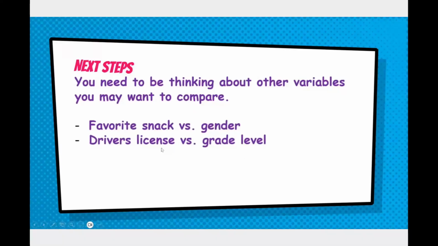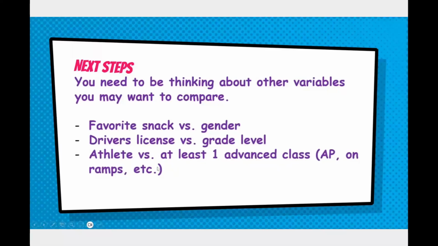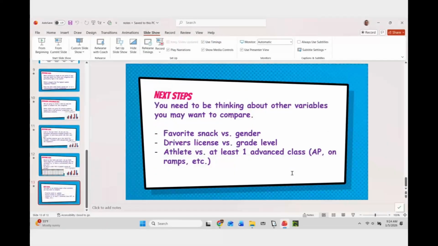So our next step is to think about other variables you may want to compare. Things like favorite snack versus gender, or driver's license versus grade level, athlete versus at least one advanced class, AP on-ramps, and so on and so forth. And then you're going to need to send that survey out and start on this process tomorrow.